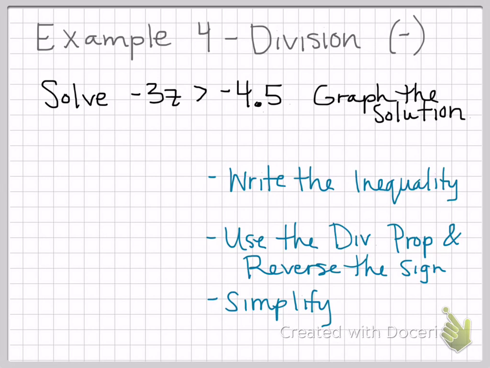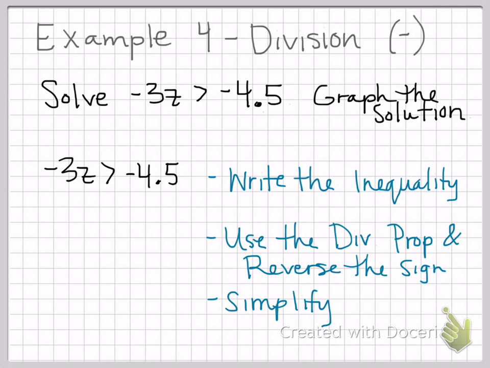Example 4, division of negative numbers. Remember, if you're multiplying or dividing by a negative, flip it. Okay, solve negative 3z is greater than negative 4.5. Graph the solution. Okay, let's go ahead and write it down. Negative 3z is greater than negative 4.5.